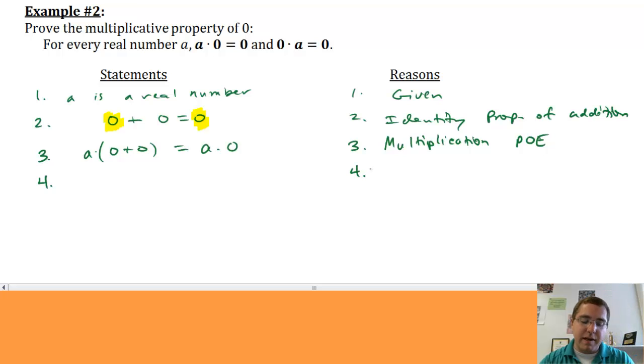So look how I've sneakily incorporated an a into my equation, because I need that a in there. So I've just put it in there by multiplying both sides by it, because I know I can do that. I also know that I can distribute. So a times 0 plus 0 is the same as a times 0 plus a times 0. And that's going to equal a times 0. That's what's on the right hand side. That's the distributive property.